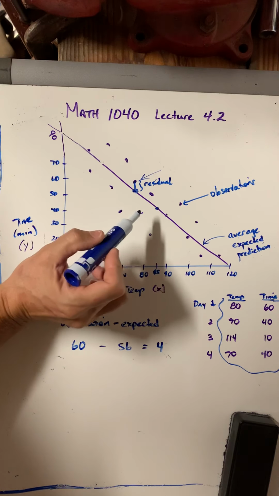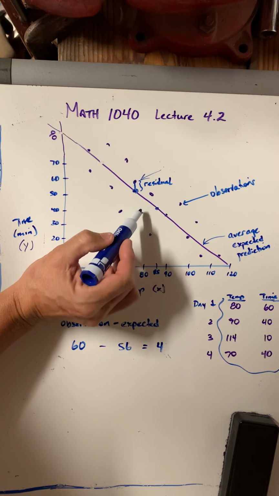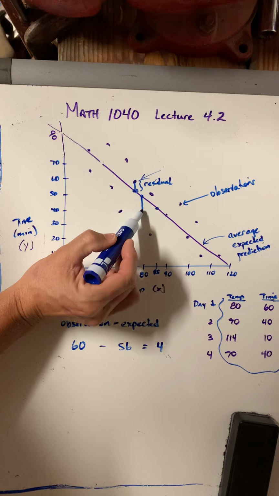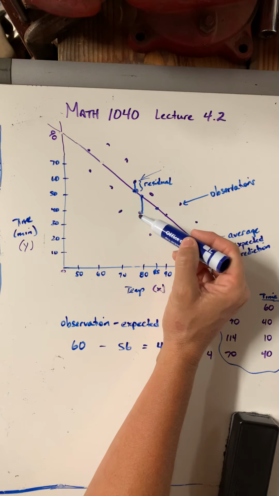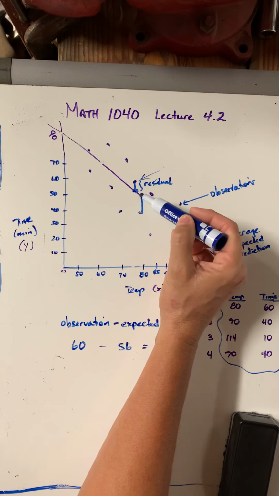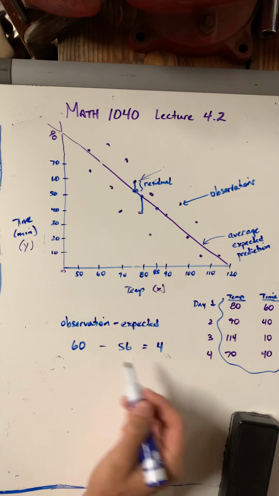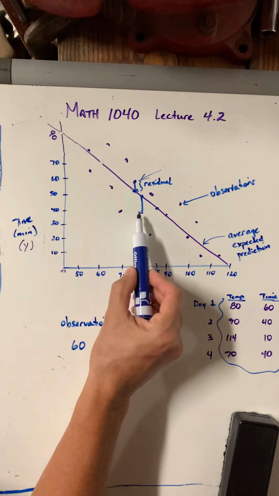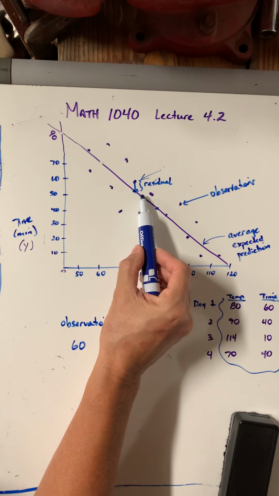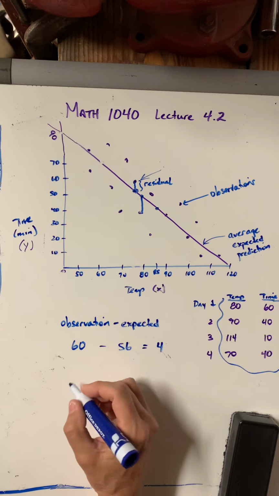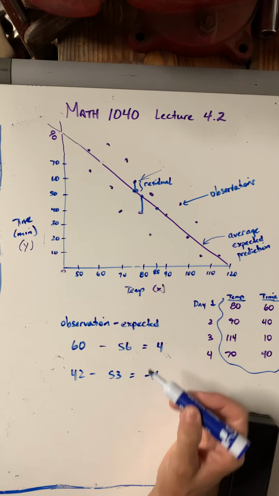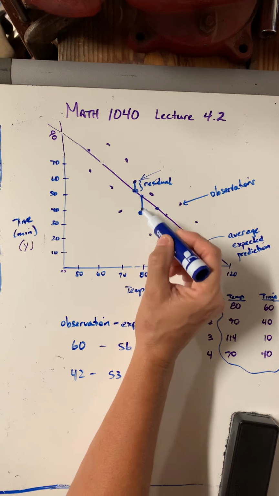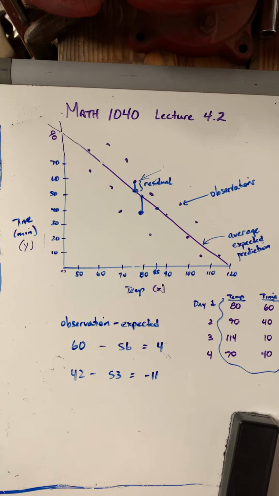Had my observation been lower, like let's say here, then I would have gotten a negative number showing that my observation was below the average, okay, because it would have ended up with a negative. So let's say this was like 42, but this was 53. So my observation was 42 minus 53. So that's negative 11, which tells me that my observation was below the average line.